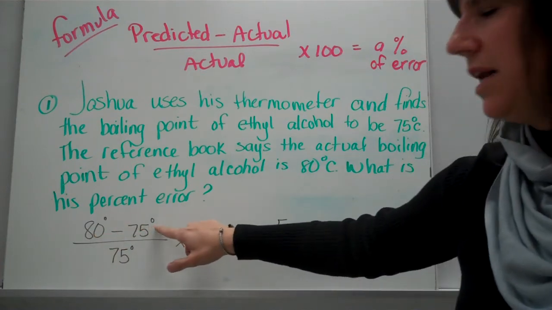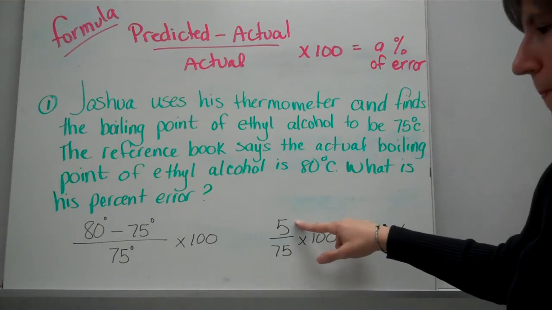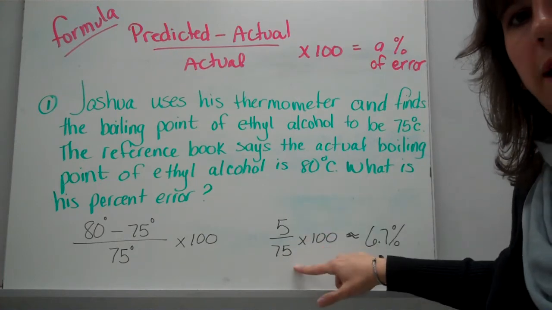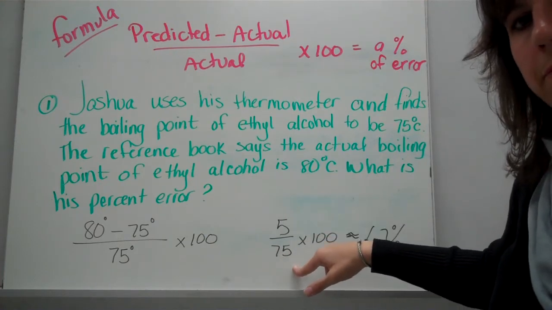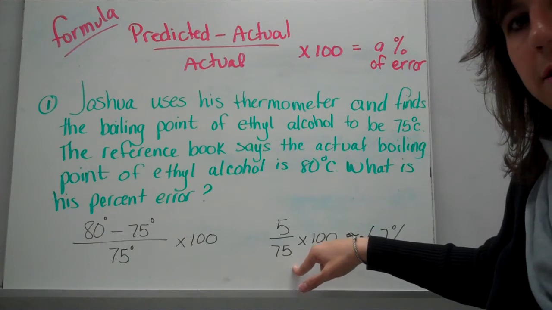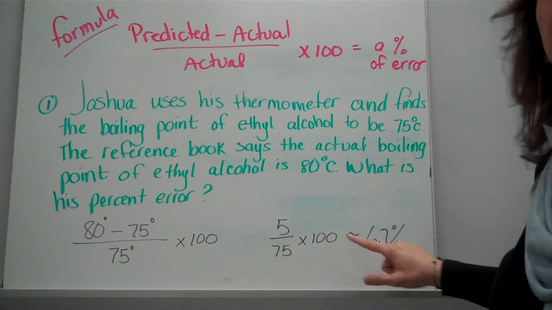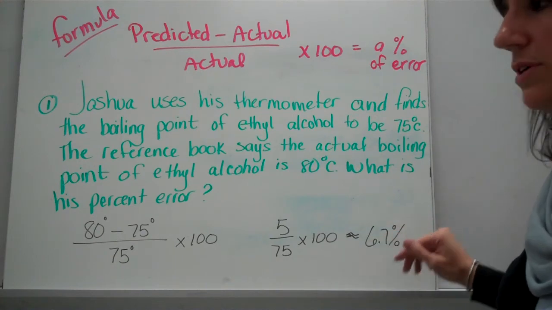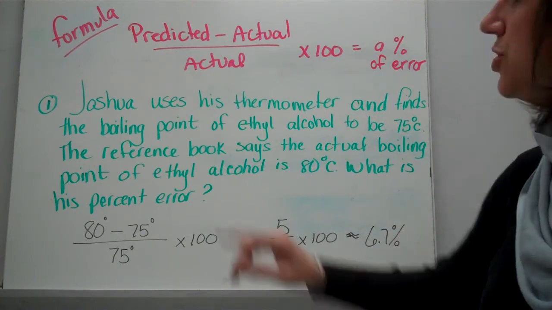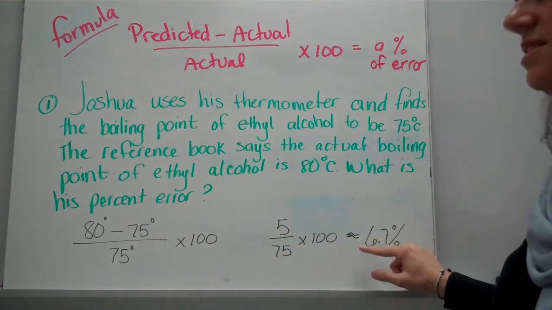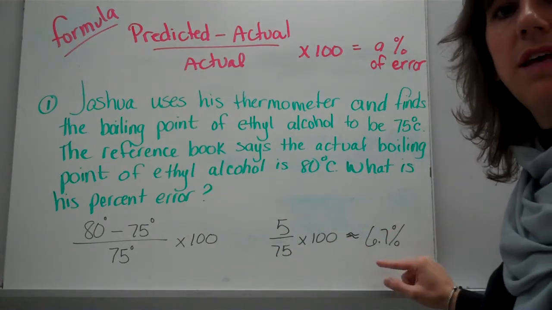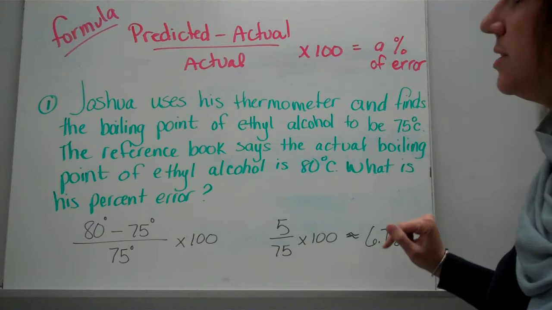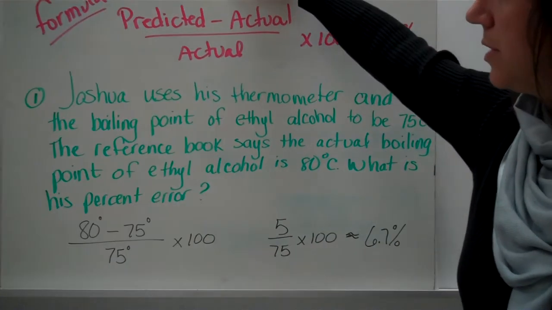So if you do 80 minus 75, you get 5. If you grab your calculator and divide that by 75, you got it? Now times it by 100, you get a very long repeating decimal, but it is roughly 6.7% error. So Joshua was off by about 6%, or close to 7%. That was his error. All right, here's another one.